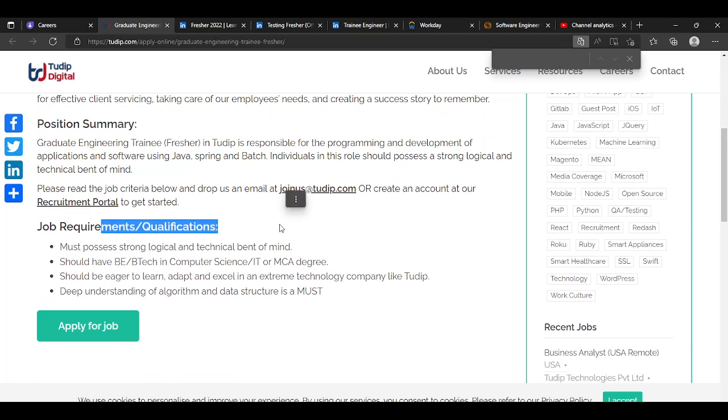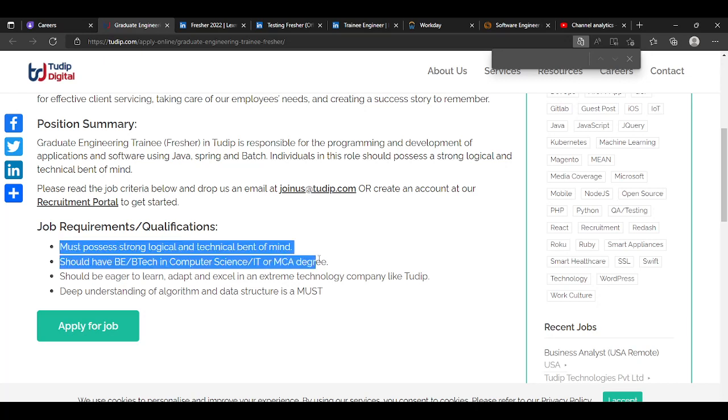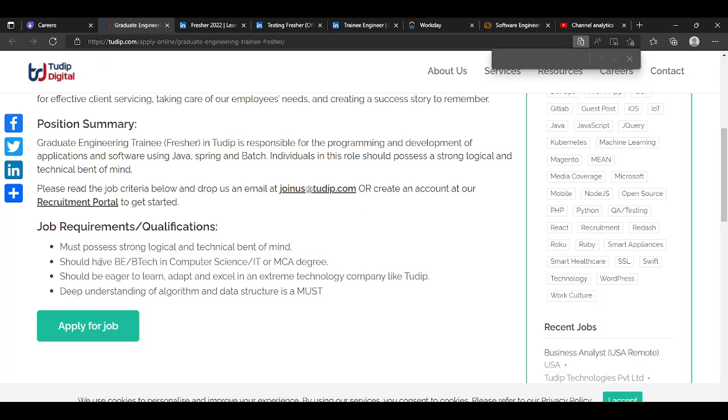Okay, so the qualification is: must possess a strong logical and technical bent of mind, should have a BTech in computer science, should be eager to learn technologies, and a deep understanding of algorithms and data structures is a must.